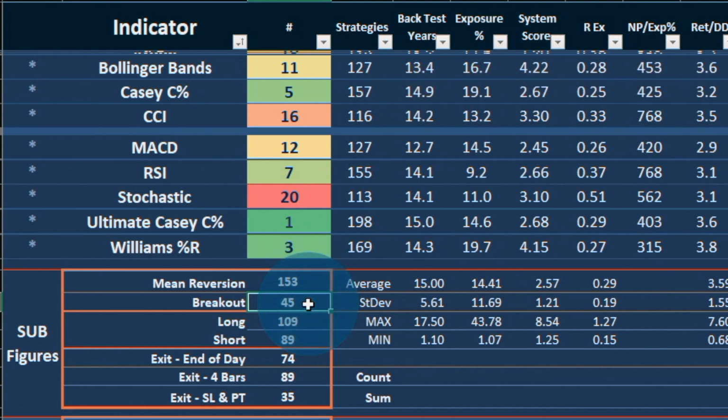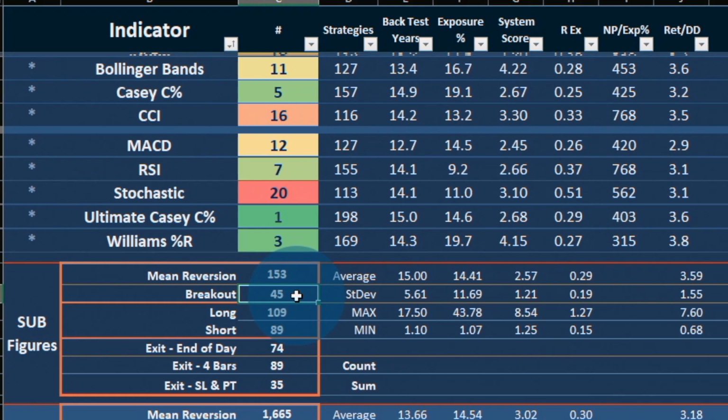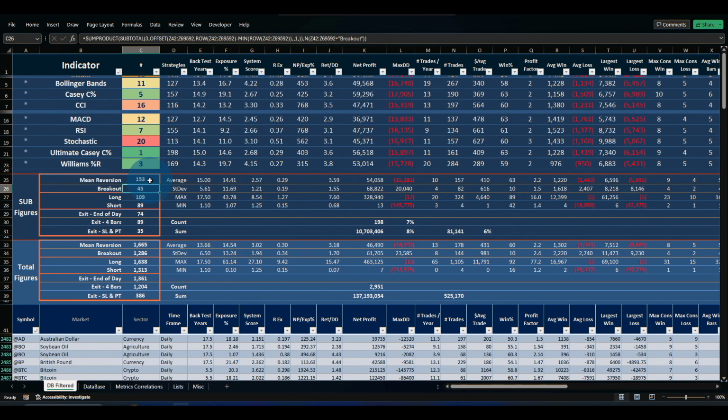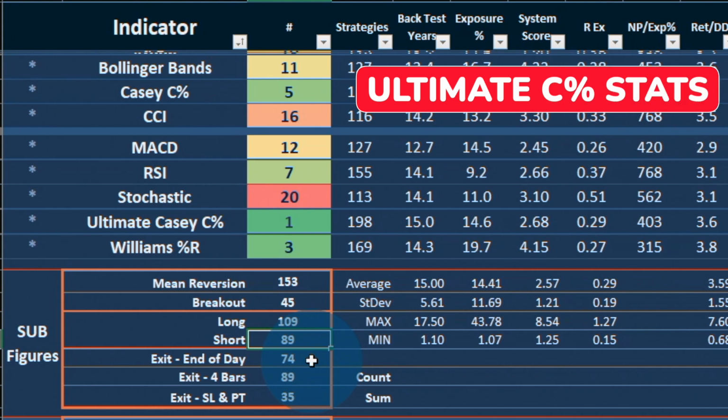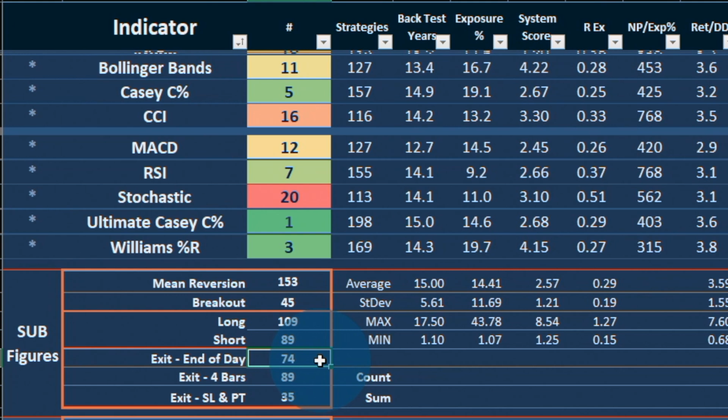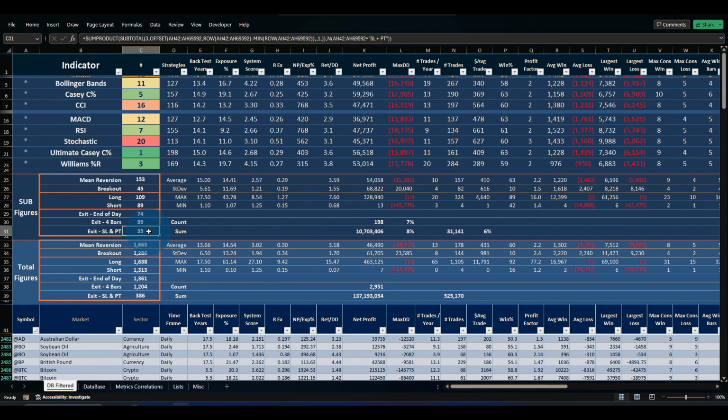We immediately can tell that this indicator, although it's good for breakout, has its edge in mean reversion, because we almost have 3 times the number of robust strategies in mean reversion than breakout, and slightly higher edge in long versus short. Now, like I mentioned, these are not strategies per se, but they are already passing my robustness filters. And we can see here, this is end of day. Remember, end of day, they don't have enough time to produce enough profits, but it's still 74 pass, and 89 for bars, and 35 stop loss and profit target.